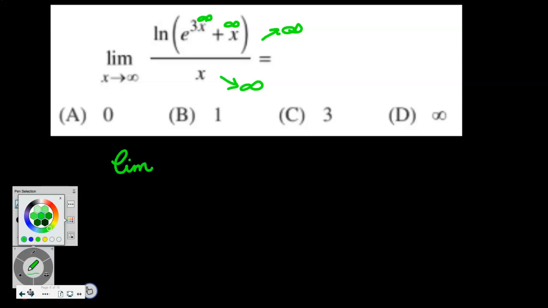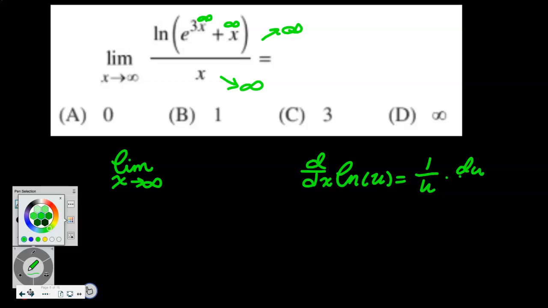So I need to do the derivative of the numerator. The derivative of the natural log of a function of u is 1 over u times du dx, or equivalently, u prime over u. And in this scenario, my u is this guy.